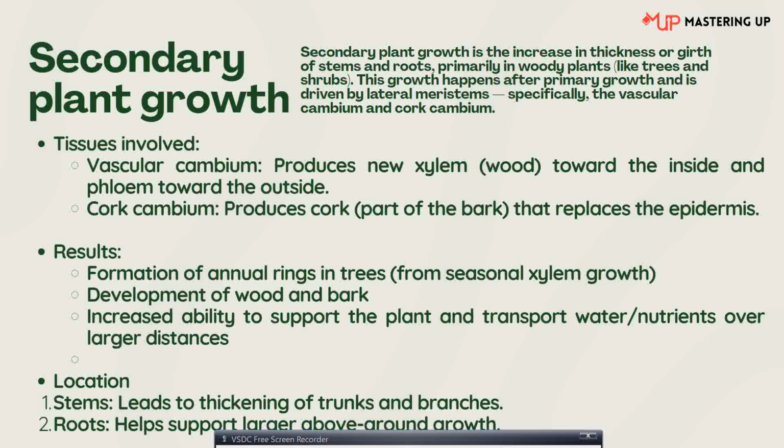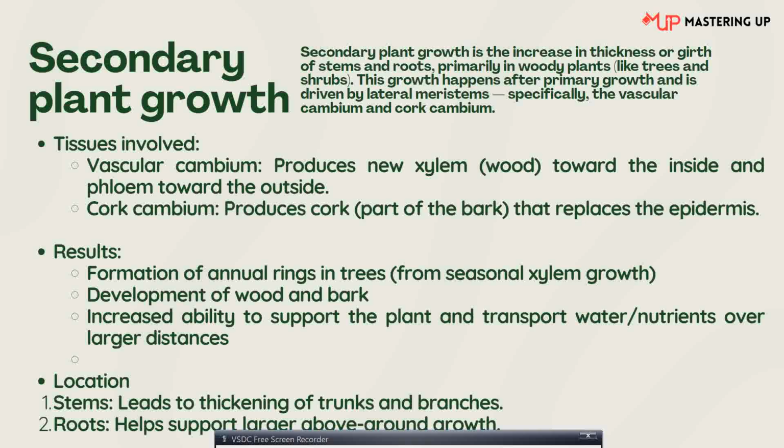Now coming to secondary growth. Secondary plant growth is the increase in the thickness or girth of the stem and roots, primarily in woody plants like trees and shrubs. This growth happens after primary growth and is driven by lateral meristems, especially the vascular and cork cambium. One more major difference is that primary growth happens first and it is followed by secondary growth.